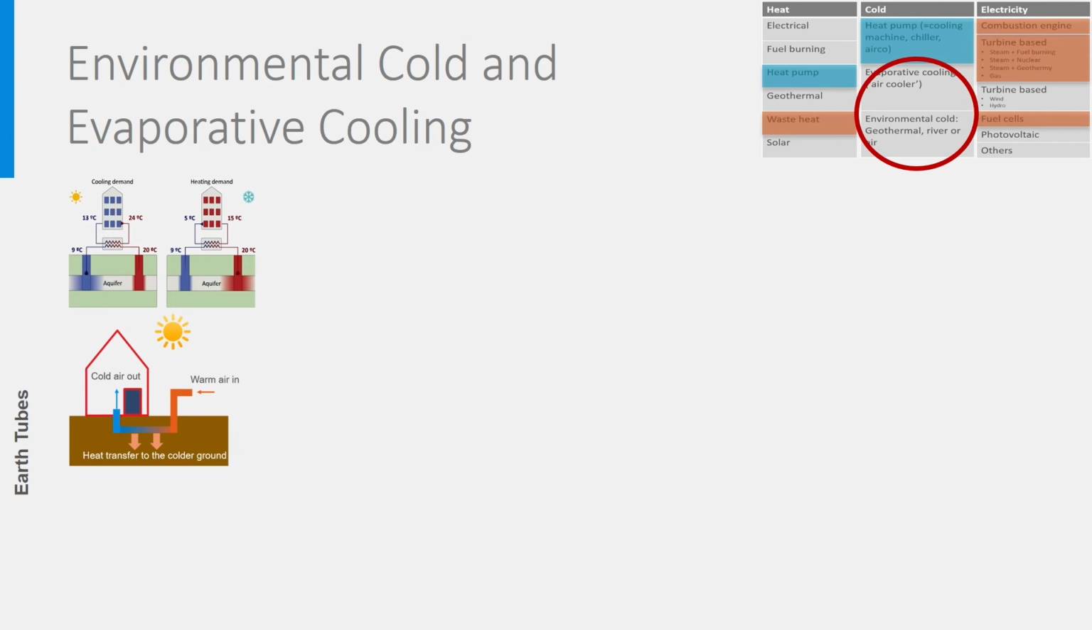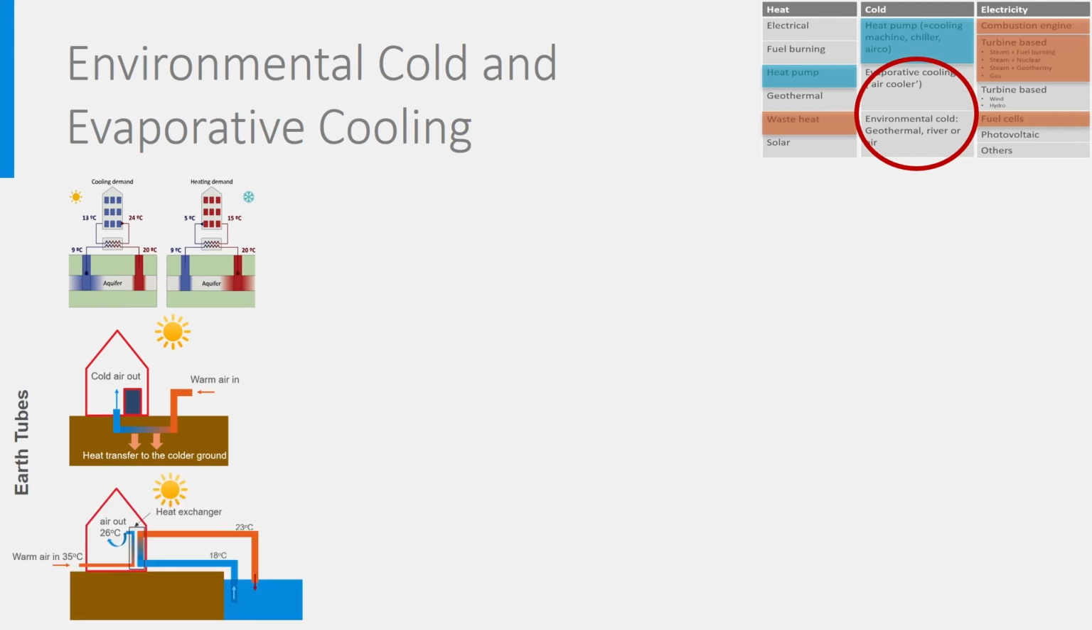Instead of the ground, it is also possible to use surface water like a pond, a river, a lake or the sea. In many countries there are regulations about the maximum temperature at which the water should be re-injected into the river.